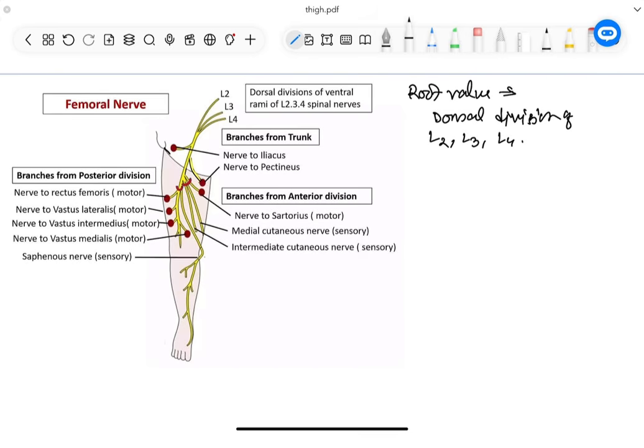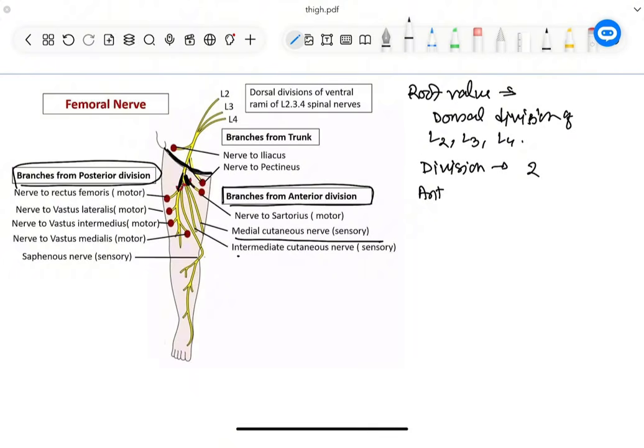Now, when it crosses the inguinal ligament area, about 2 centimeters below that, the femoral nerve will be divided into 2 divisions. You can see here, one is the anterior division, another one is the posterior division. So, the femoral nerve here has 2 divisions, anterior and posterior. The anterior division, you can see here, gives the medial cutaneous nerve and the intermediate cutaneous nerve. So, it gives sensory supply by 2 cutaneous nerves.